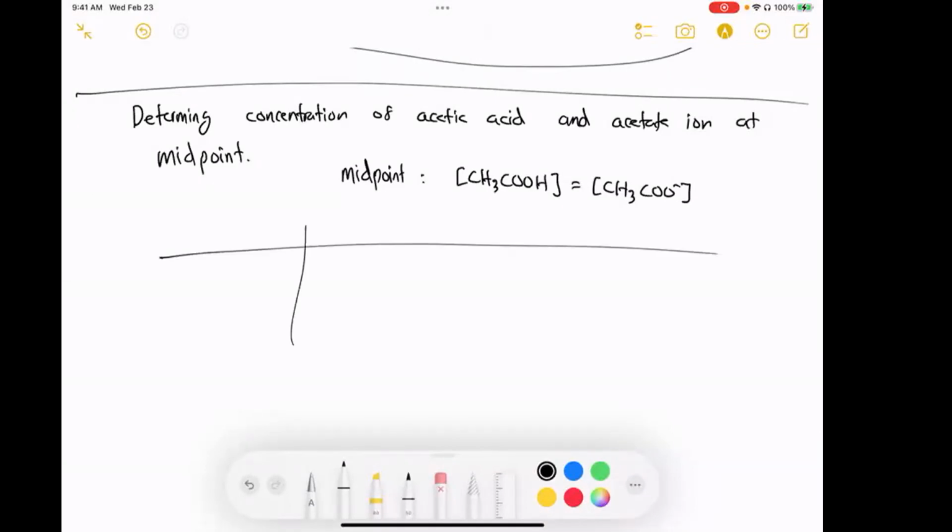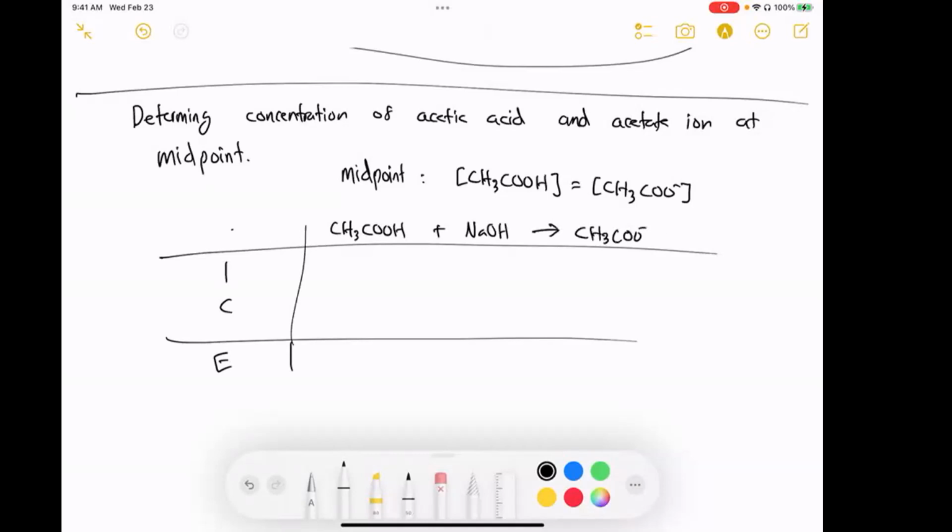So we write our ICE table here: initial, change, equilibrium. We have CH3COOH plus sodium hydroxide going to acetate plus water. Initially we have 0.05 molar, right? We added half of that, so that should be 0.025 molar. So we subtract this, 0.05 minus 0.025, and this will give me X, and we don't worry about water.